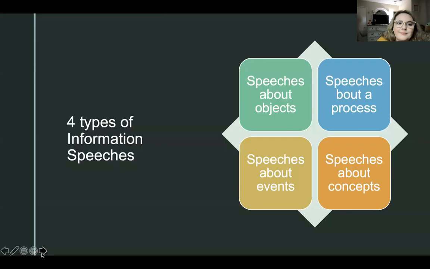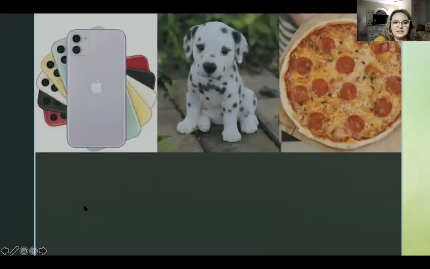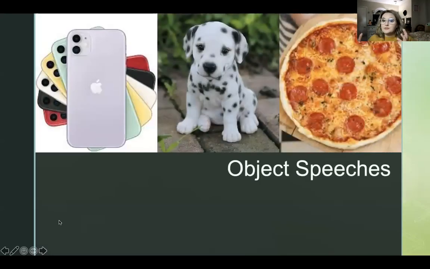Moving on. There are four types of informative speeches. You could have speeches about objects, speeches about processes, speeches about events, or speeches about concepts. Object speeches are about tangibles, right? Things that you could touch, or people. It could be pizza, puppies, iPhones, makeup, skincare stuff, anything.